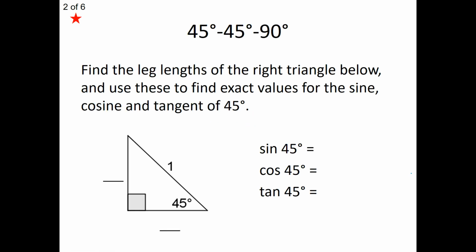So let's start with something familiar. Let's go back to our 45, 45, 90. Now, in the 45, 45, 90, remember that what we proved was that the three sides of the triangle actually have a unique ratio to them of 1 to 1 to root 2.